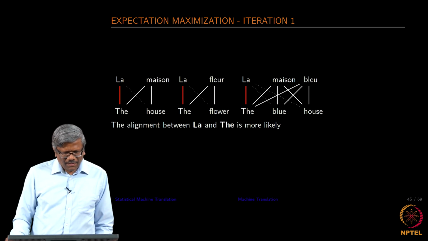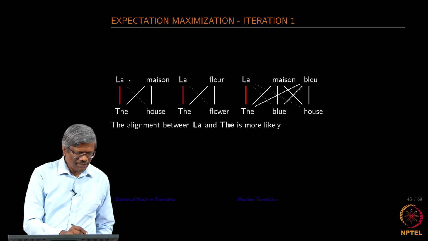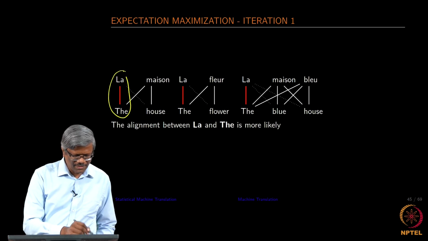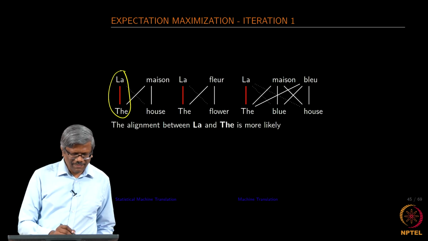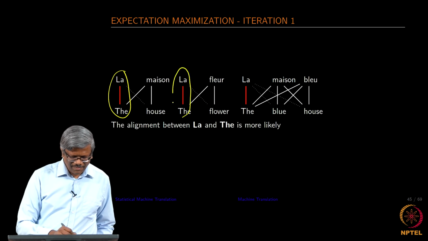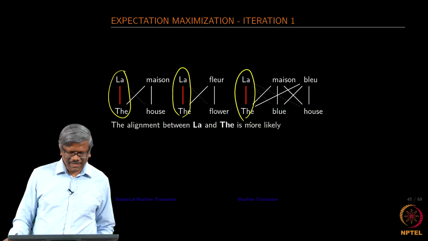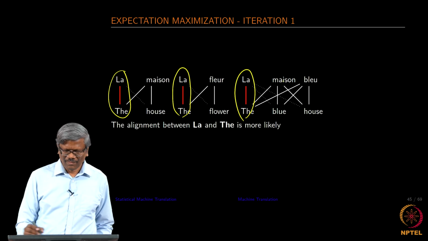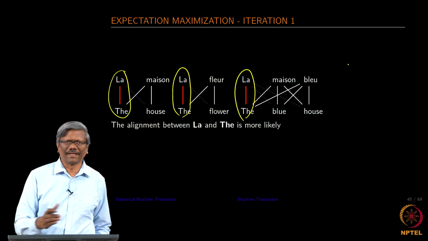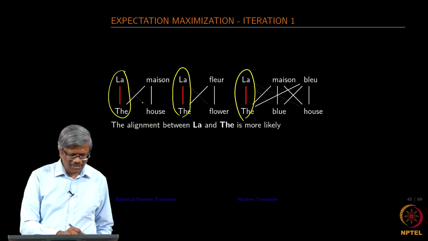All right. So, as you move along in this iterative process, you start finding out that "law" is aligned to "the" a few more times than any other words. Then we can start isolating that, okay, this has a higher probability than any other alignment. The computational process will give you a value higher than any other alignment. In this case, "law" and "house" will have a very low value, so that is why it is in the dotted form.